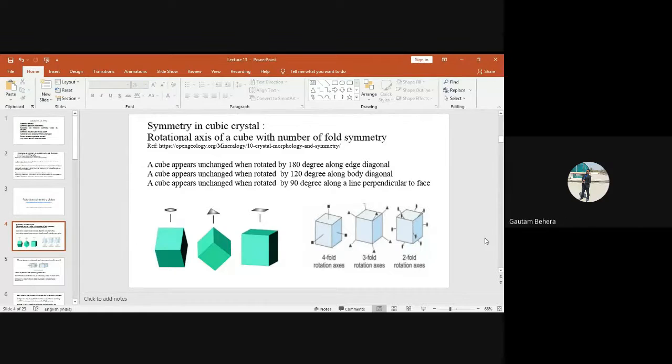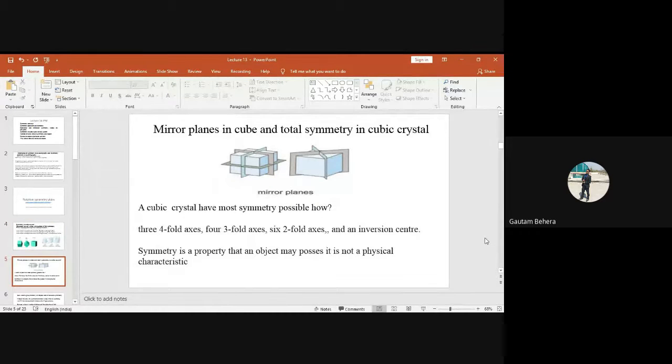Yes, sir. Okay, fine. So this is done. It is a beautiful statement: symmetry is a property that an object may possess. It is not a physical characteristic.